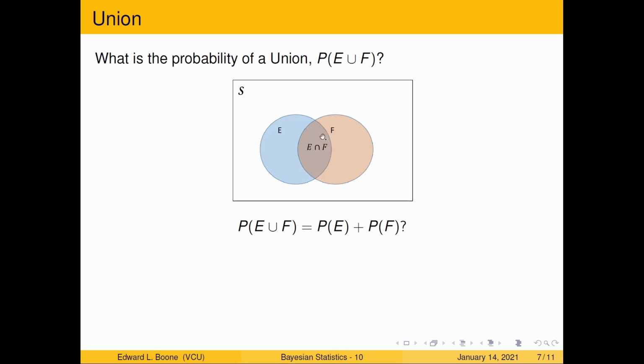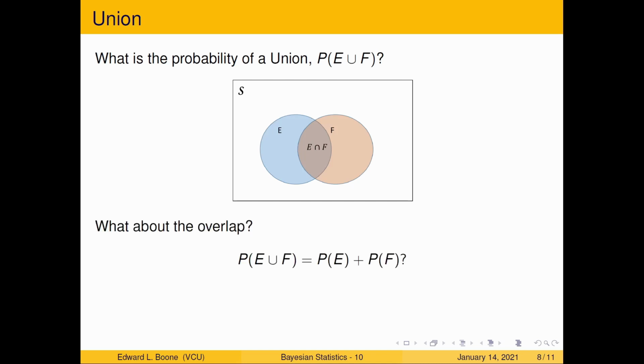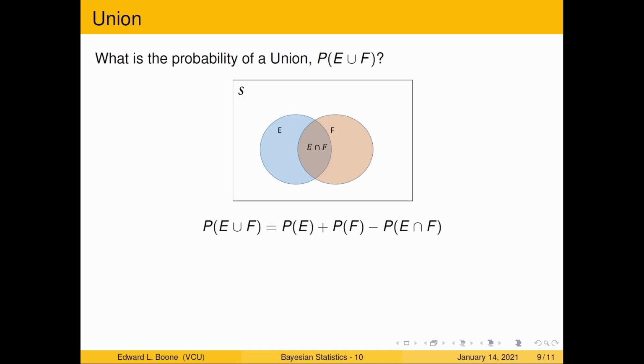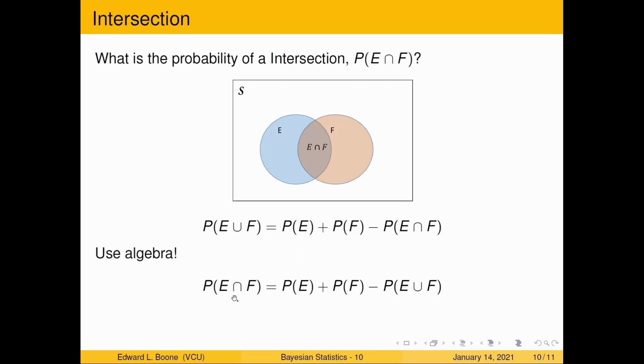Well, that means this intersection has been counted twice. The outcomes that are in F were counted there, and they were counted as outcomes in E as well. We don't want to keep that in there, so we just subtract it out. We subtract out the intersection because the intersection is double counted. And if we were interested in the intersection of E and F, just do a little bit of algebra and you'll see the probability of E intersect F is the probability of E plus the probability of F minus the probability of the union, and that works out as well.